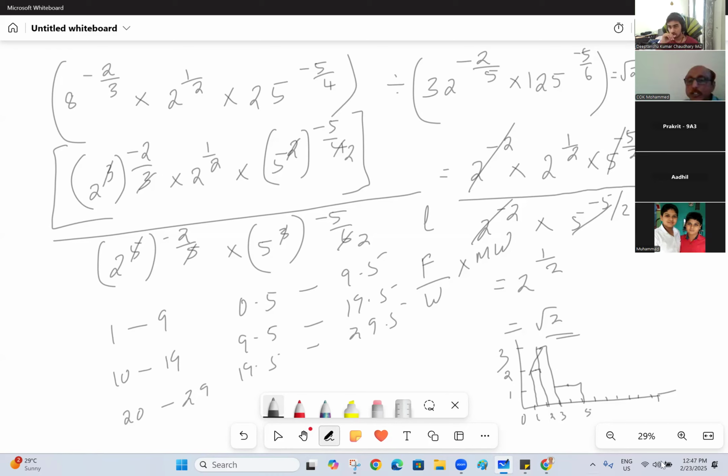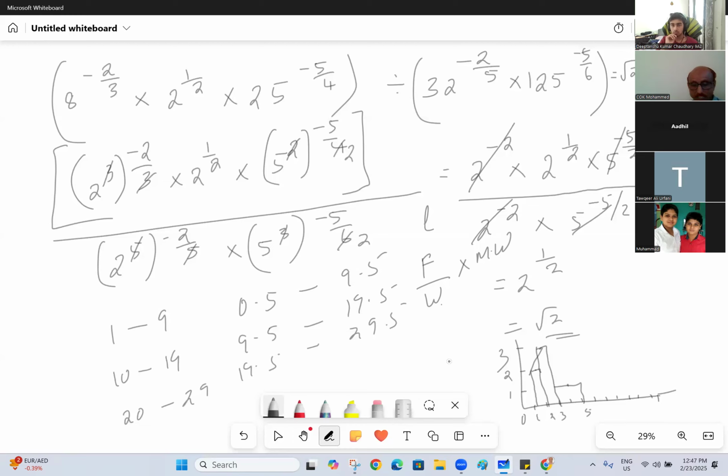You have done that in your notebook. It is written. That is frequency by width into minimum width. That is the length adjusting. Sir, how do you find the difference between class marks? Class mark is upper limit plus lower limit by 2. If it is 0 to 10, 0 plus 10 by 2, that is 5. 10 to 20, 10 plus 20 by 2, that is 30 by 2, 15.